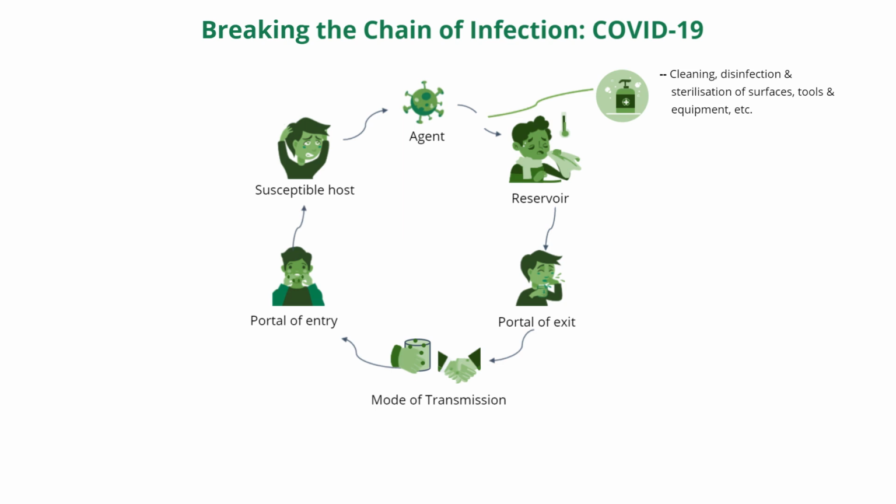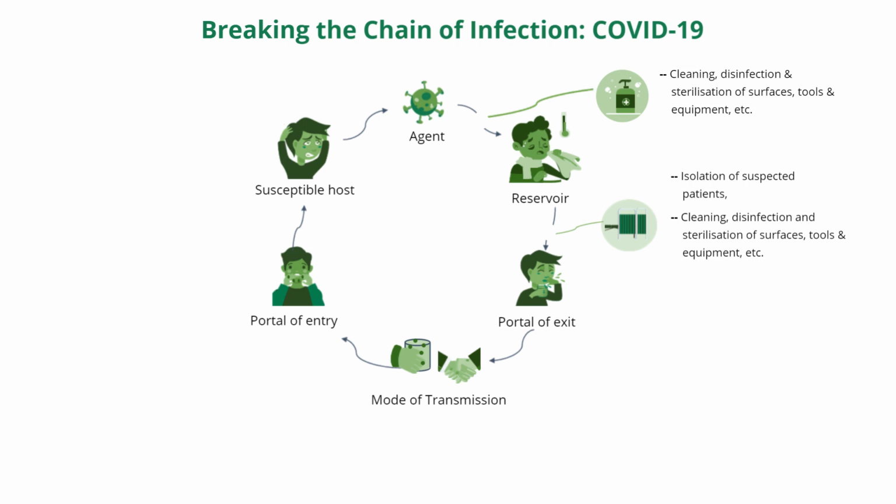The next link is the reservoir. If this is an infected patient, he or she may be the first link of infection in the health facility. Any suspected case should be immediately isolated using standard precautions and the relevant additional transmission-based precautions. The SARS-CoV-2 can survive on fomites and be infectious for several hours or days. Proper cleaning, disinfection, and sterilization of surfaces, tools, and equipment is also an effective way to break the chain at this link.